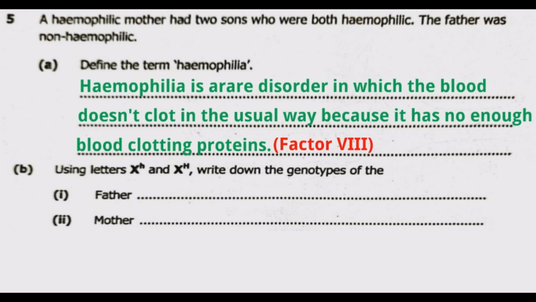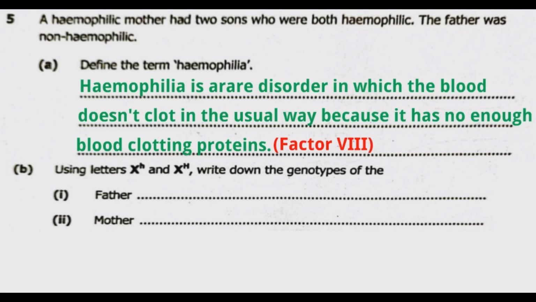We are saying hemophilia is a rare disorder in which the blood doesn't clot in the usual way because it has not enough blood clotting proteins, also known as factor 8. We come to question 5b. Using letters Xh and XH, where the h in the first X is a small letter and the H in the second X is a capital letter, write down the genotype of 1, the father, and 2, the mother.